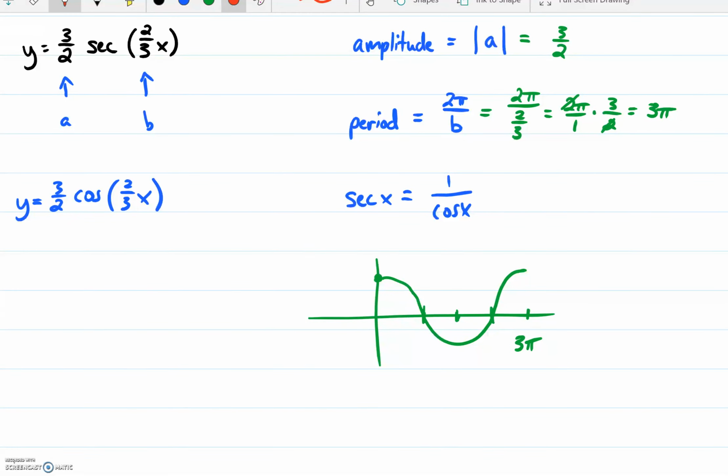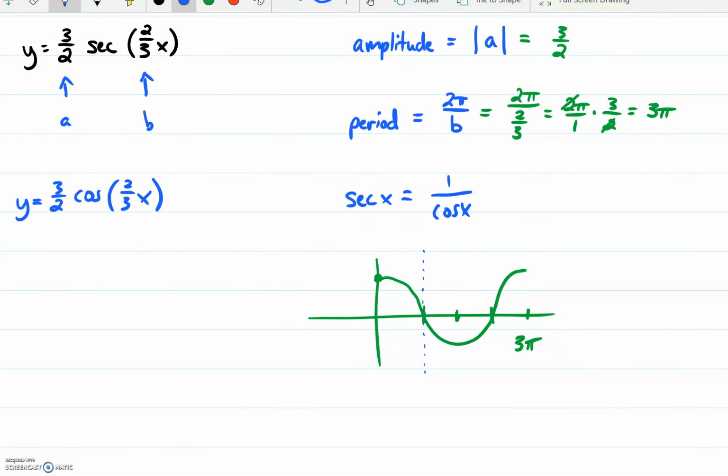So this first 3 pi over 4 section will be an asymptote, because if we graph the cosine that corresponds with this, that's where we run into, of course, the x-axis. So we have a y value of 0. So, of course, 1 over 0, if you do the reciprocal of that, is going to be 1 over 0, which is like infinity. So it's an undefined point, and so that's why that's going to be an asymptote.